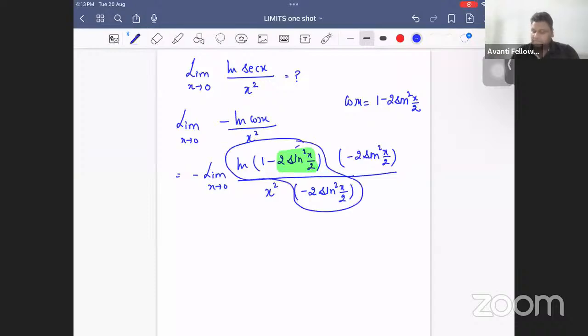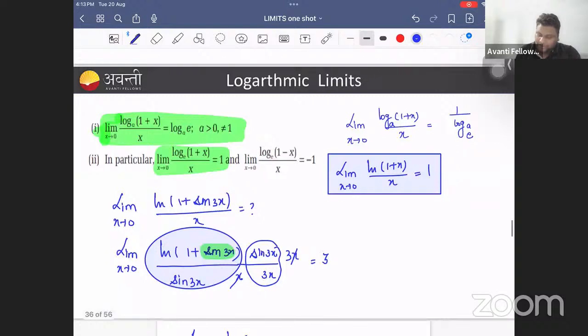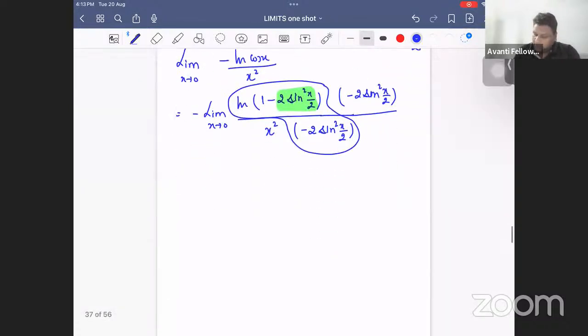Now, this value, isn't it ln(1 + 0)/0? ln(1 + 0)/0, which is this form exactly, this one. So this value is going to be 1. So what you are left with? Minus of limit x approaches 0, you are left with minus 2 sin square x by 2 upon x square.